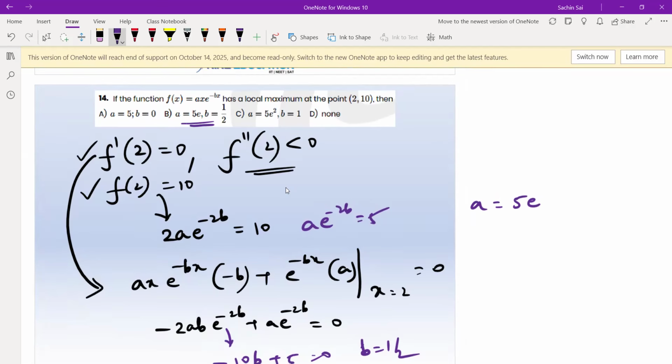seems to satisfy the condition here, but make sure that this condition is also met, right? Only if this condition is met, then you can say that it is a local maximum. Otherwise, the answer could also be none, because it is quite possible that you take any value of A and B, and all three conditions are not met, right? So that was question 14.